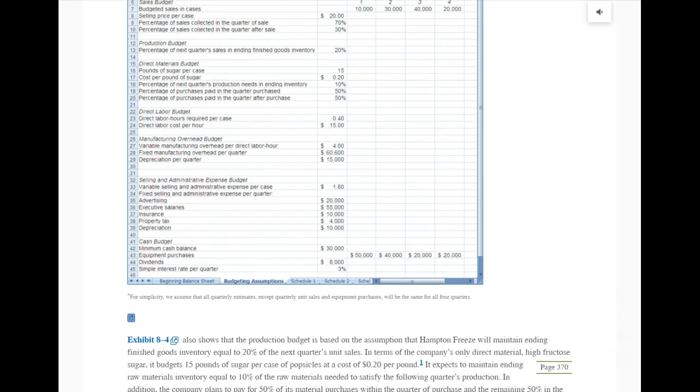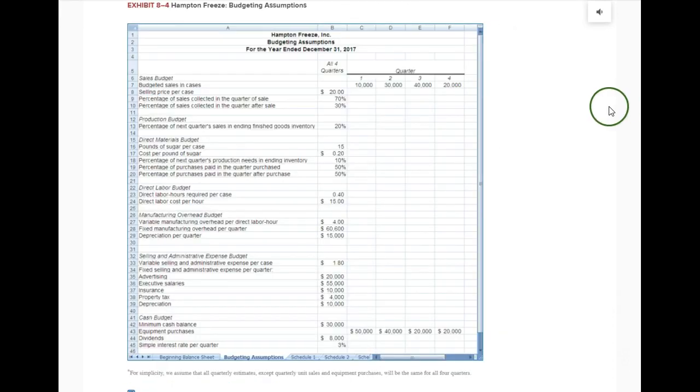Now this schedule shows a lot of material. All these assumptions we're going to be using in the budgets to follow. I'm not going to come back to this assumption sheet every time. I might do it once or twice. But when you need to, look in your book and go back to where we're looking at the various budgets like sales, production, direct materials, and so forth, and look at these assumptions. These are very important assumptions. So let's just look at the first one.